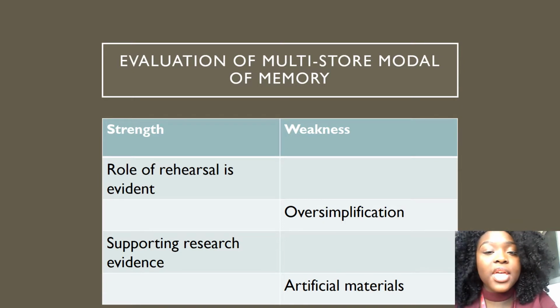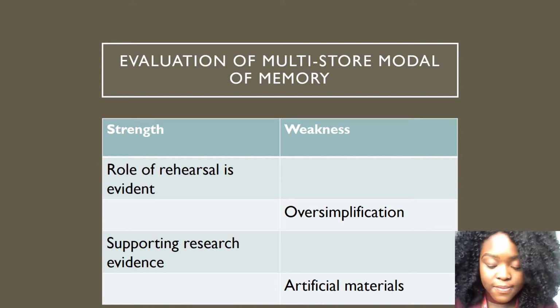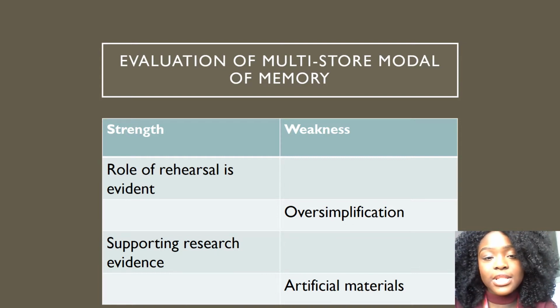So we're now going to look at the evaluation of the multi-store model of memory. The first evaluation is a strength. I tried to make it even, so when you write this in an exam paper, you know at least two from each. And the first thing is the role of rehearsal is evident.